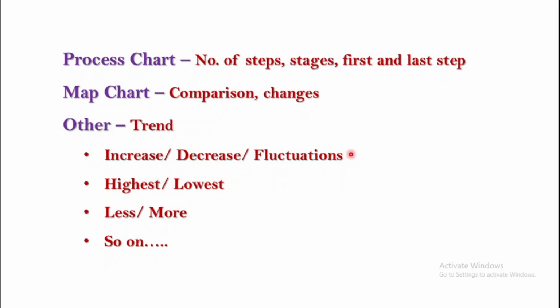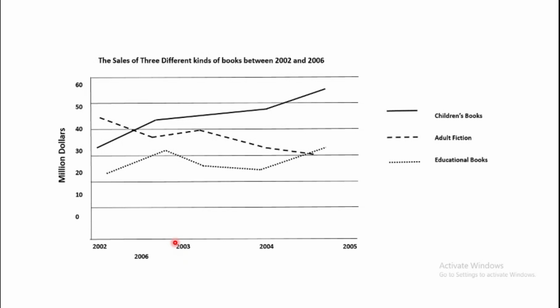For example, the percentage of women who use the internet observed an increment. Now you have to look for any highest or lowest point, such as the expenses made on food was the highest. Any more or less of something, such as the number of males was higher than females, and many more. We'll talk about these things deeply in a separate video. Finally, I'll show you a sample overview.